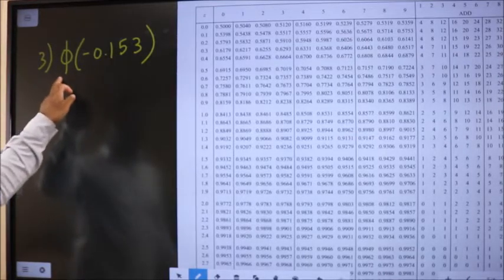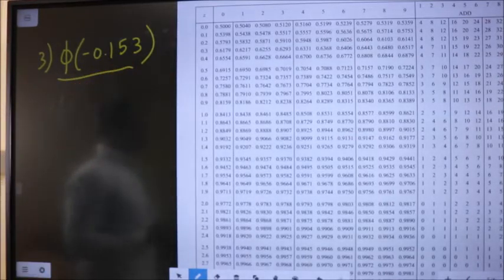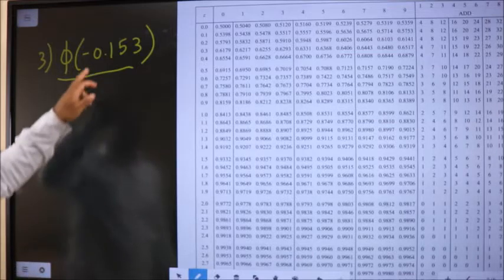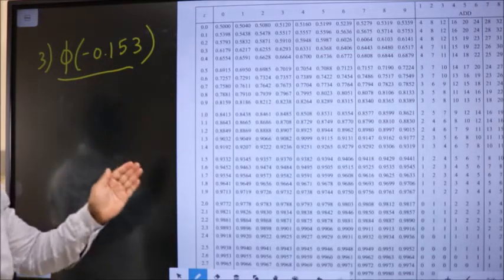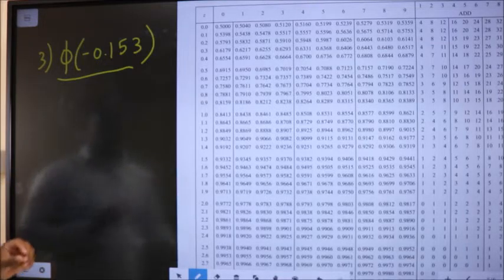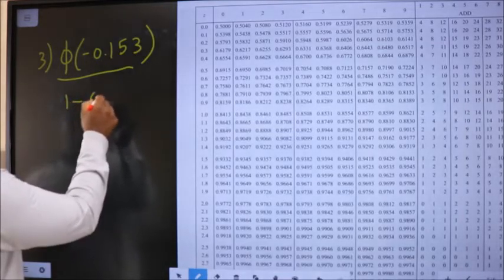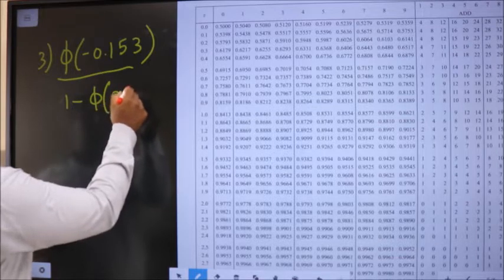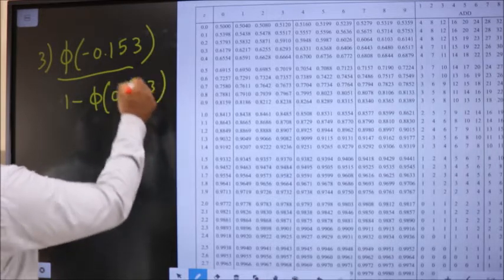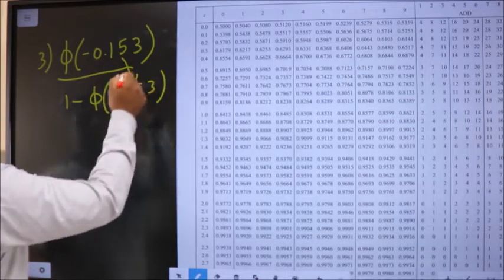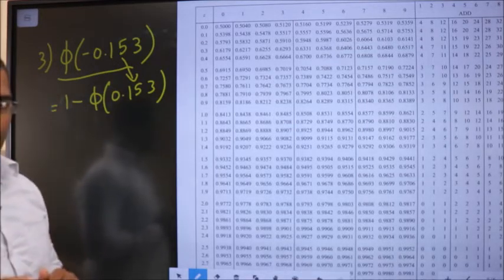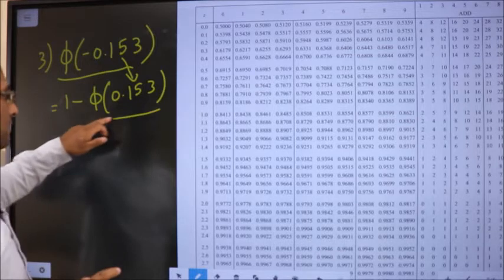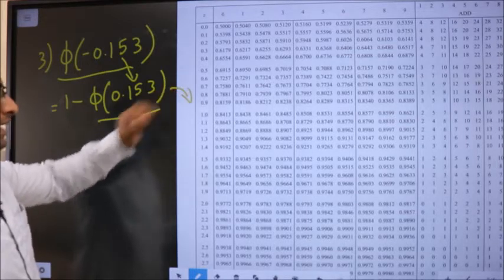I want to find out now phi of minus 0.153. This is negative, directly table cannot be used. So this should be converted to positive by doing 1 minus phi of 0.153. I am making this into positive, that is the reason why I am subtracting from 1. Okay. Now to get this value, I make use of table.